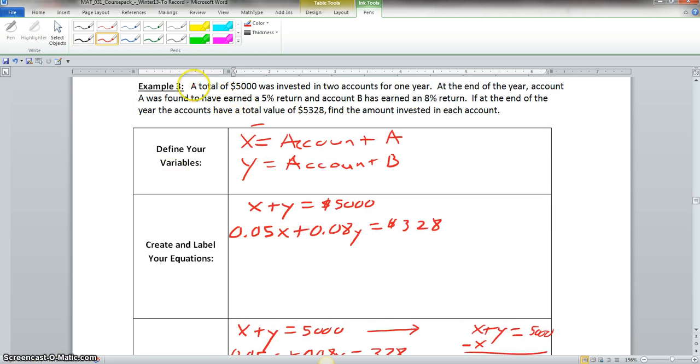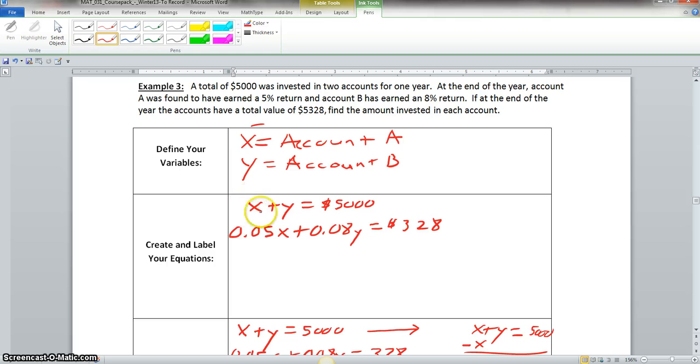Okay, now we have a total of $5,000 was invested in 2 accounts for 1 year. At the end of the year, account A was found to have earned a 5% return, and account B has earned an 8% return. If at the end of the year the accounts have a total value of 5,328, find the amount invested in each account. So x I put as account A and y as account B. Now we know account A plus account B is supposed to equal $5,000. So x plus y is 5,000.